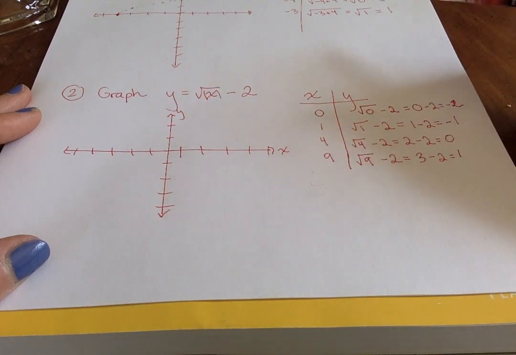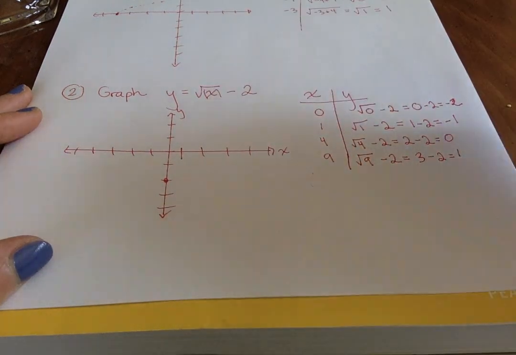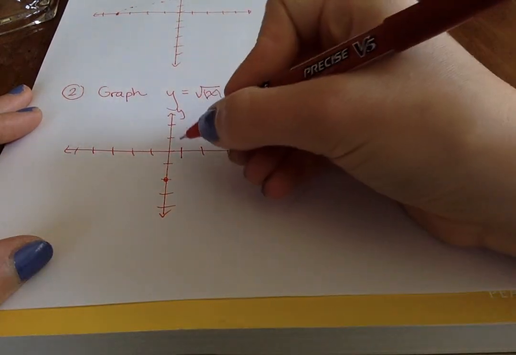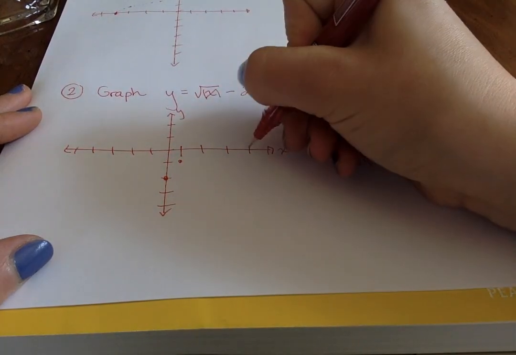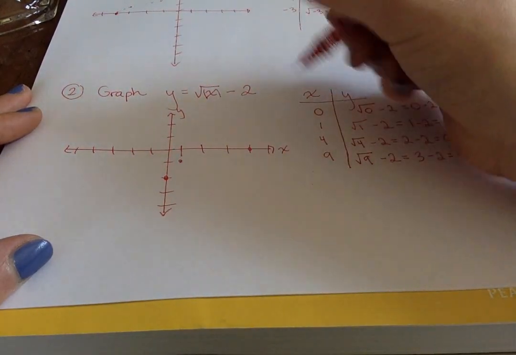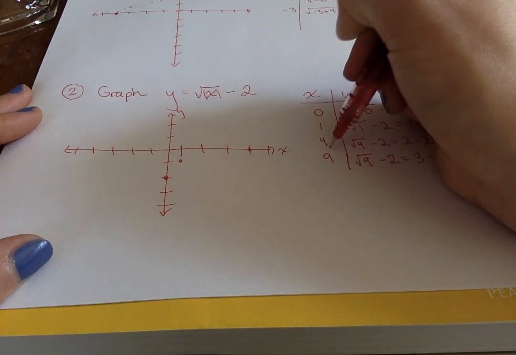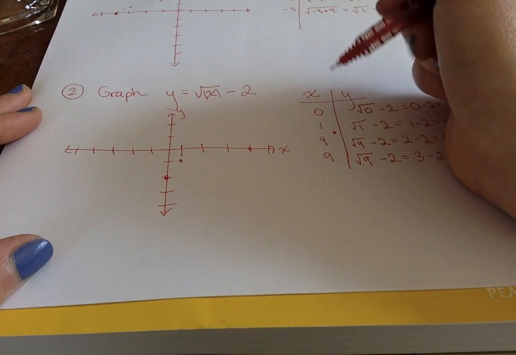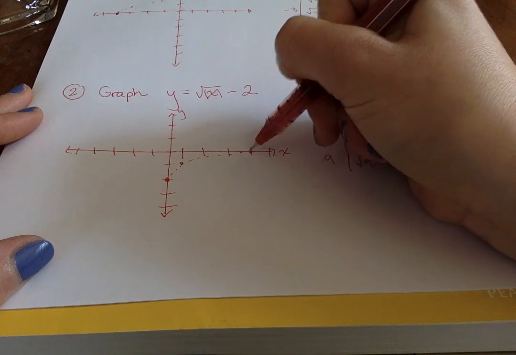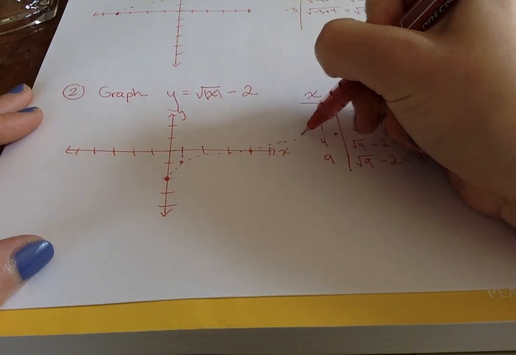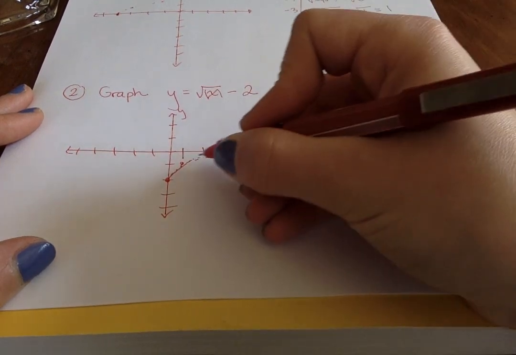Now I can put my points in the graph. 0, negative 2. 1, negative 1. 4, 0. And then 9, 1. So that's going to be all the way off this graph, somewhere over here. So it's a little bit further. And then I connect my points, once again not using a ruler because the slope of my line is going to be changing. It should have this constant curve though.